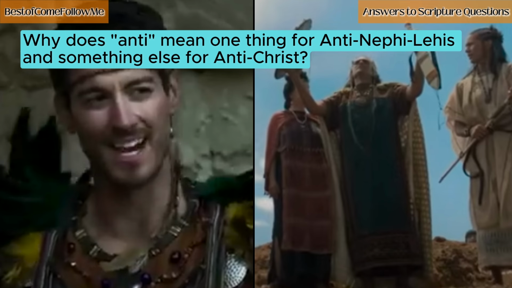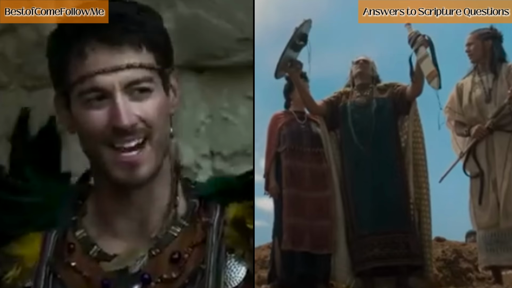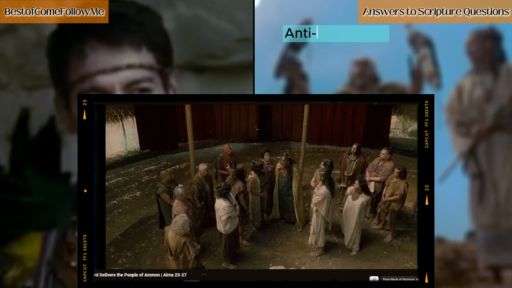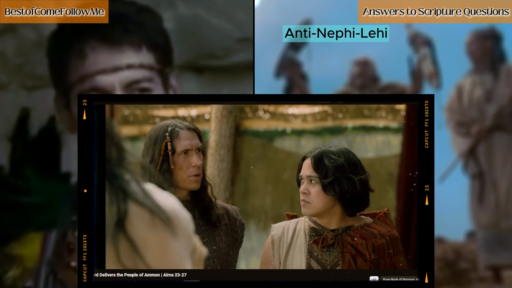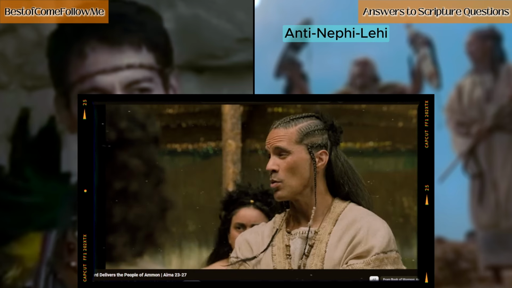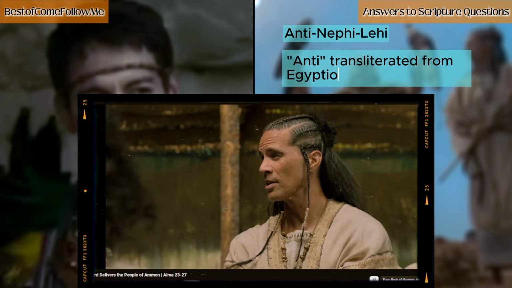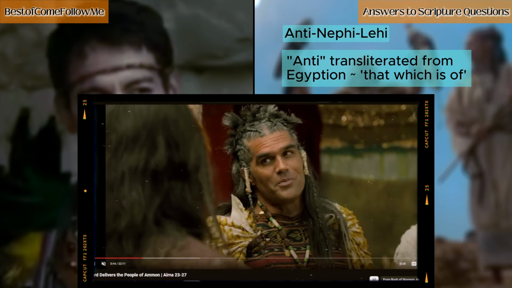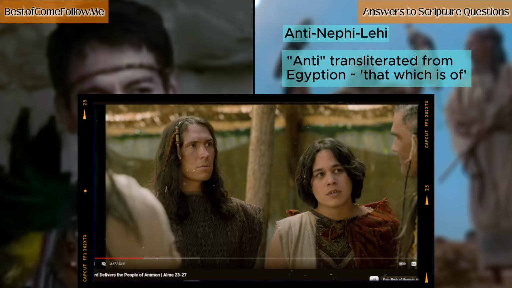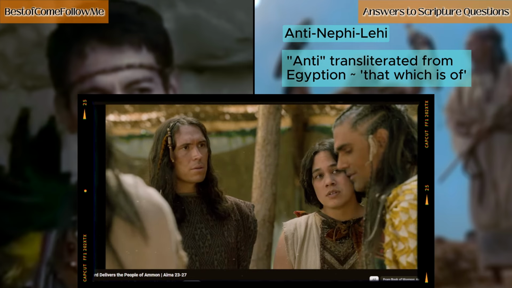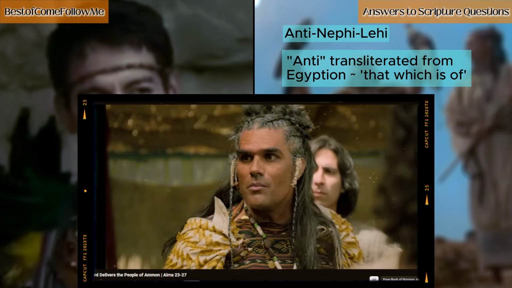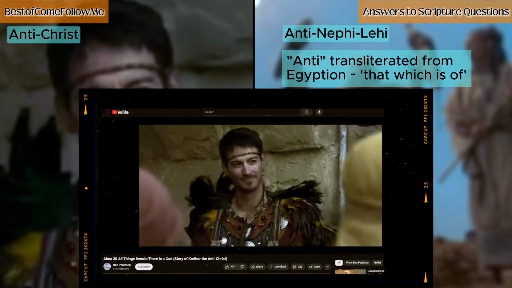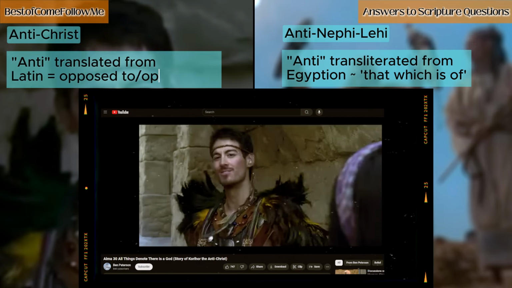Okay, well, I'm not a prophet and nobody was there during the translation, but here's one possibility. The sound, the prefix anti, could be a transliteration from Egyptian of a phrase that means "that which is of." So Anti-Nephi-Lehi could be a transliteration of the original Egyptian, which would sound more or less like Anti-Nephi-Lehi to us. Whereas in Anti-Christ, the anti comes from Latin and it means opposed to or opposite of.